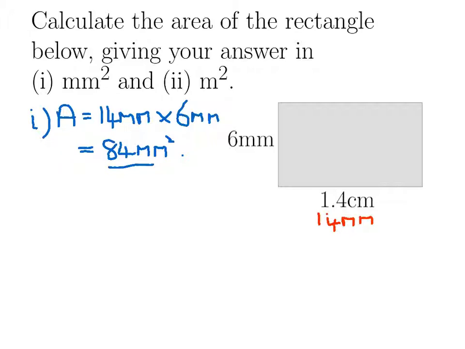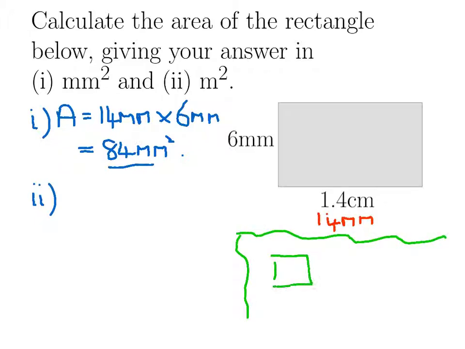Now for the second part of this question, in order to give our answer in terms of metre squared, you might think that all we need to do is divide by 1,000 because there are 1,000 millimetres in a metre. That's not quite right. Think about if you had 1 metre squared. I'm just going to draw that down here. Now that's going to be 1 metre by 1 metre.